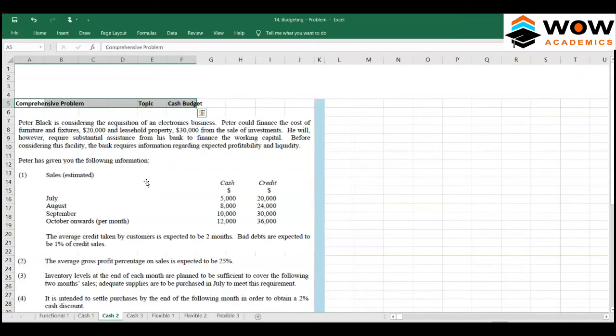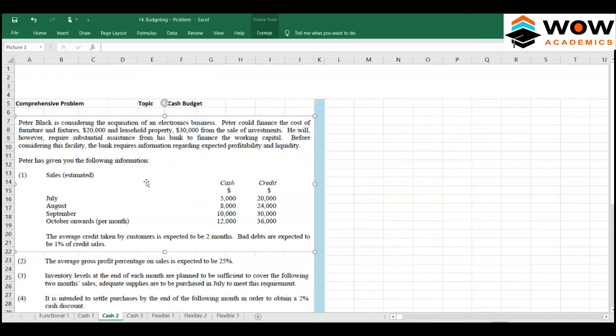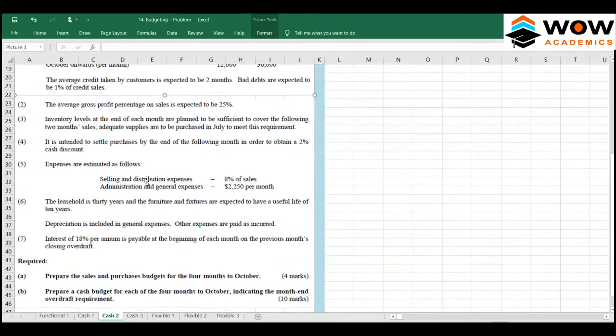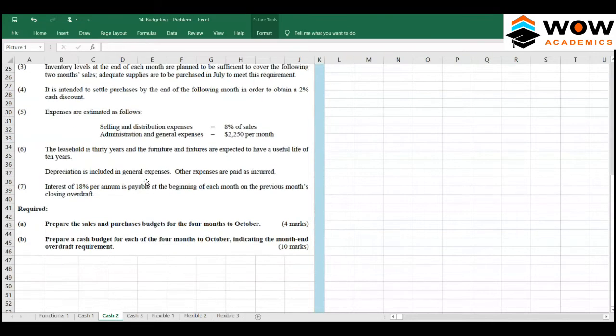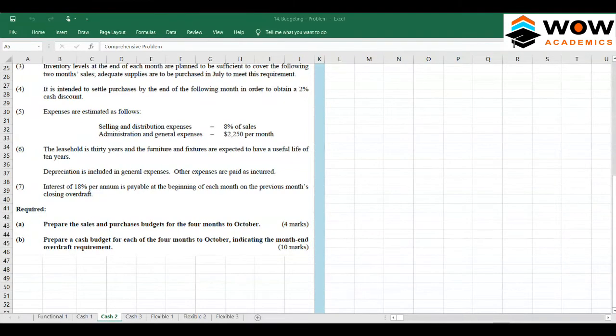Another cash budgeting sum. We'll work out this cash budgeting sum. First we'll start with the required. Okay, then we'll move on. So in this problem, we are going to work out the cash budget.